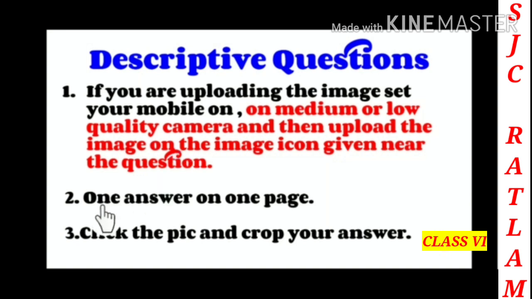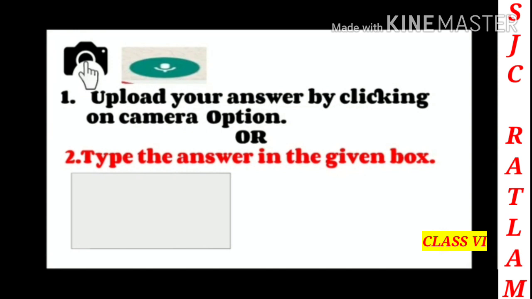Then here you can see that you have to write one answer on one page. You have to take the picture and then attach it on the image icon. If you have written your answer on the page, you have to crop that much part of the answer. Click the pic and crop your answer. Then you just click on the image icon, and then you can submit it. Here you can see this camera option.